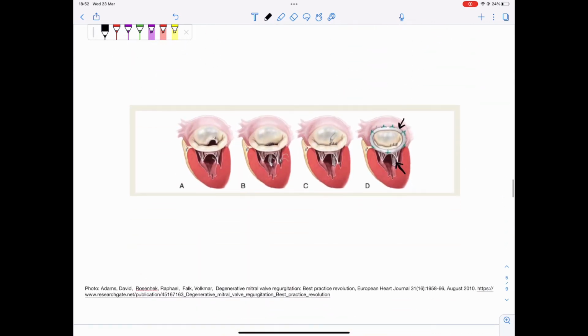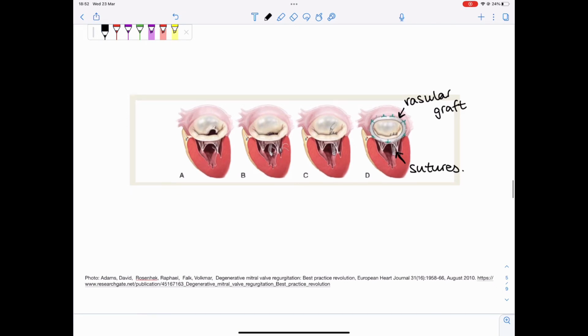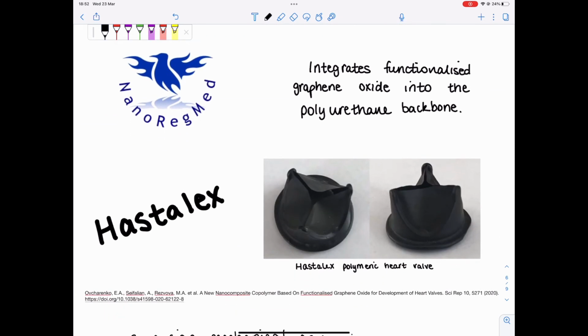Gore's material is very effective in its role as a polymeric heart valve. You can see in part D of this diagram the vascular graft secured by the sutures acting as tendons. A new material is being developed by NanoRegmed. Their material is called Hastellex and is made of polyurethane and functionalized graphene oxide instead of PTFE. This material is already used in tendons, urethra, facial organ and abdominal membrane transplants, but through research has shown to be an effective heart valve replacement as well.